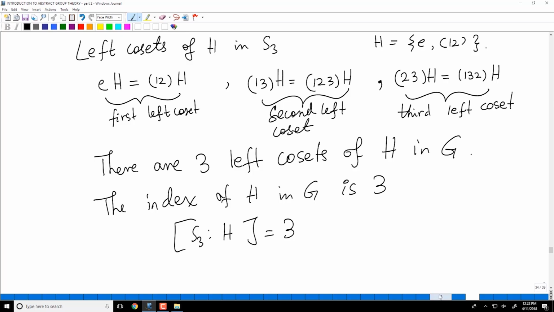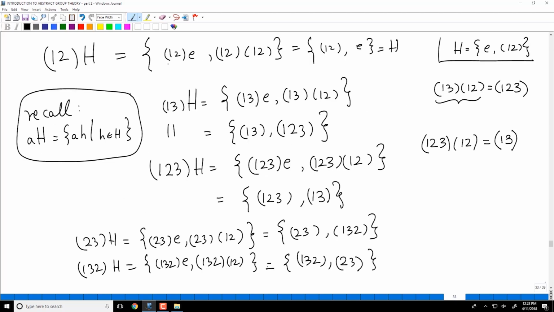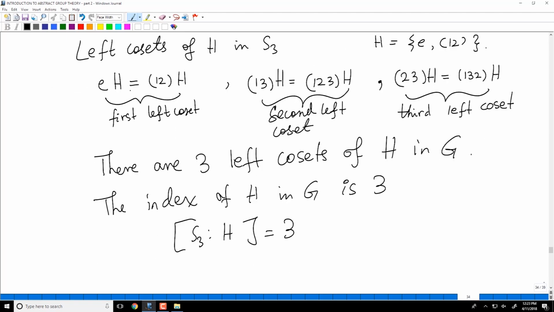Because S3, remember, is {E, (1 2), (1 3), (2 3), (1 2 3), (1 3 2)}. And left cosets cover all the 6 elements. So left cosets are, in the next slide we computed this, EH and (1 2)H are the same. And what is EH? EH was E and (1 2). So 2 elements are in the first left coset. There are 2 more elements, (1 3) and (1 2 3), in the second left coset. (2 3) and (1 3 2) are in the third left coset.